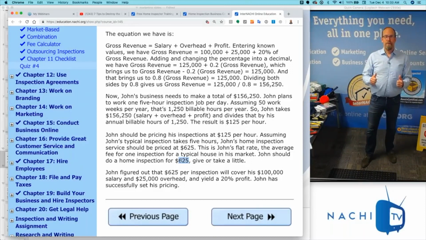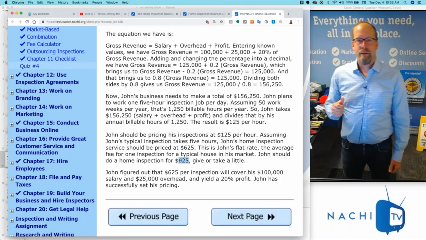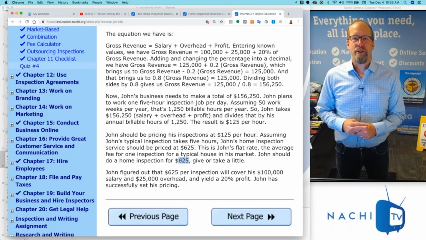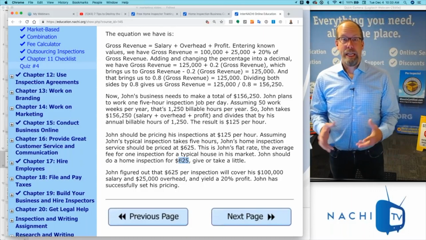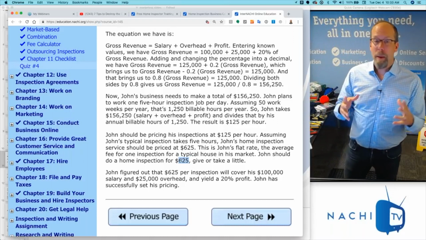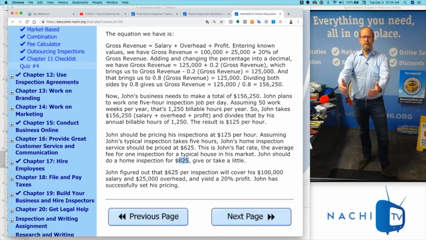Well, I charged $400 for an inspection in a day, right? So how do I reach $625 if I were John? Ancillary inspections. That's one way to increase gross revenue, which will include your profit margin. It's one of the best ways, actually, to make a lot of money, is to offer additional services.